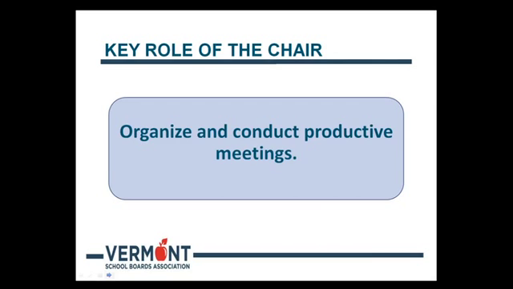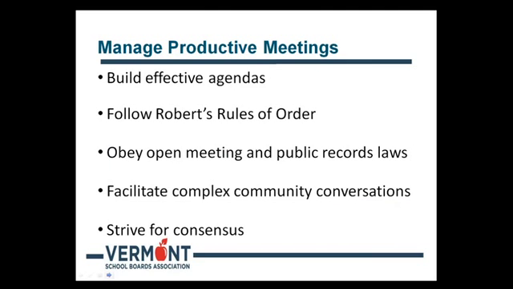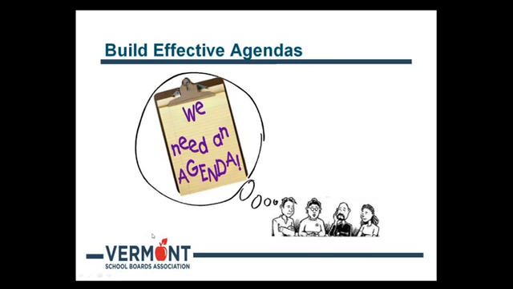So we're moving on to our next key role of the chair, which is very important, to organize and conduct productive meetings. Board meetings, as we know, are how the board takes action to accomplish its goal, and it's the chair's responsibility to ensure those meetings are productive, inclusive, and lawful. So here are some elements of productive meetings. That you have effective agendas, you follow Robert's Rules of Order, you observe open meeting and public records laws, that you effectively facilitate community conversations and continually strive for consensus. And these components are key to conducting those productive meetings. In addition to the information we have here, the VSBA has a lot of resources, and so especially when we get into things like Robert's Rules of Order and the open meeting law and the public records laws, you can always reach out to the VSBA with any troubleshooting questions.